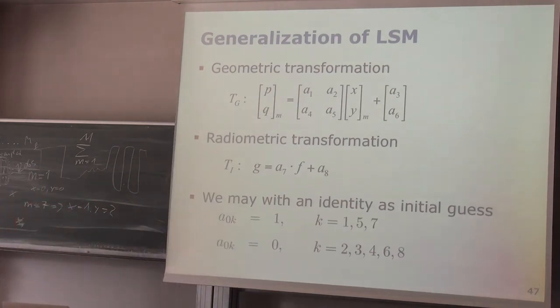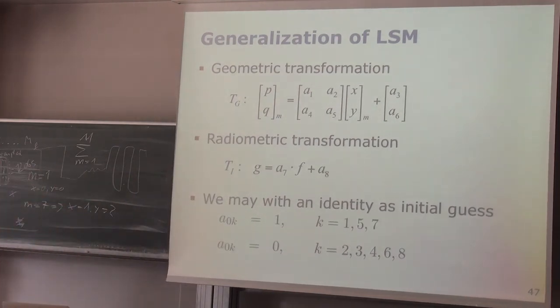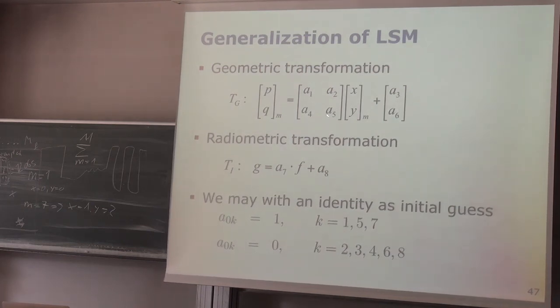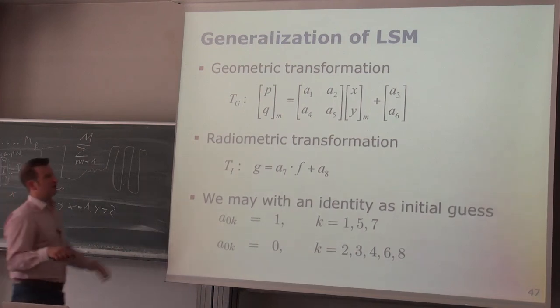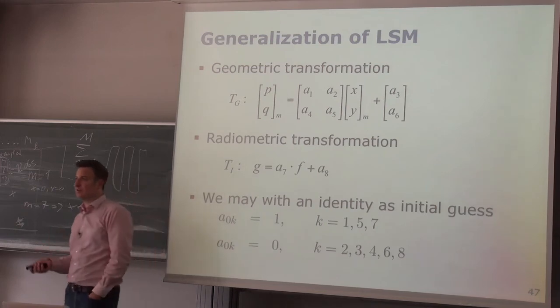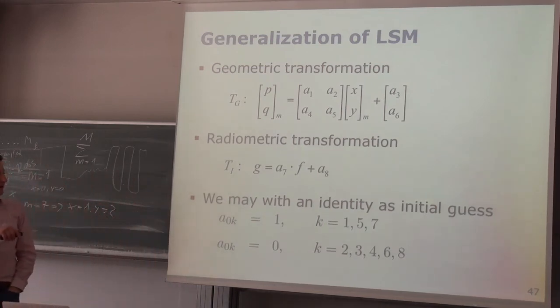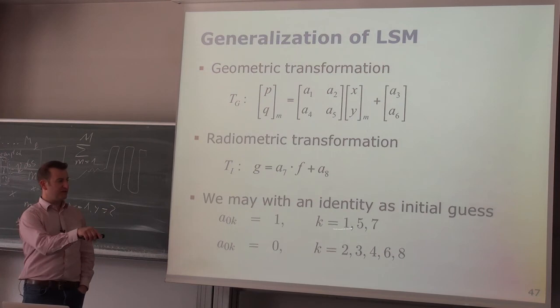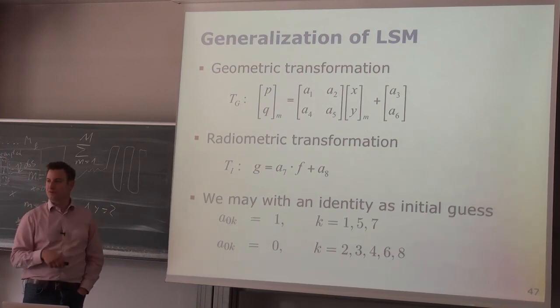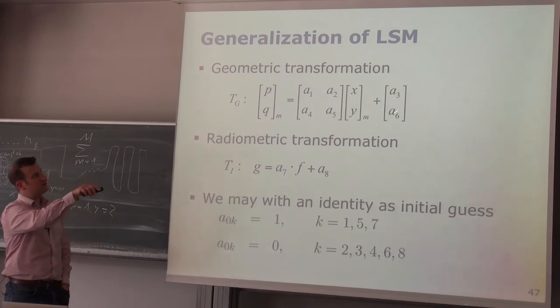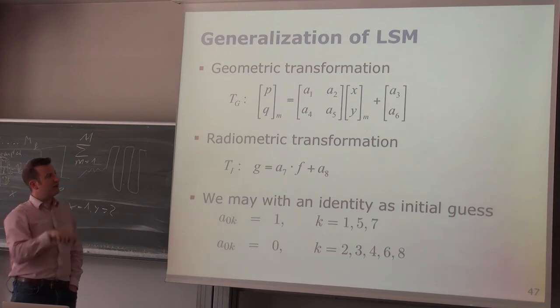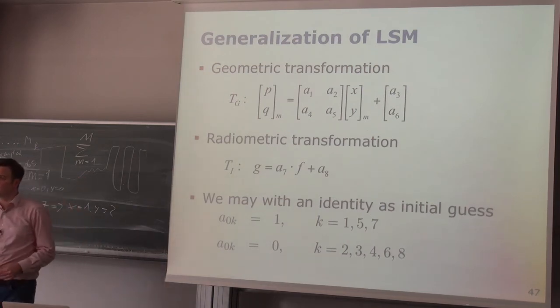So what I now need to do, if I don't know anything about those parameters, I can start with the identity matrix. That means A1 and A5 take, for example, a value of 1, and A7 as well. So there's no change, just the identity mapping. And then I set all the other values to 0. This way I get the identity, and then I estimate all those parameters. So these are the 8 parameters for my geometric transformation and my radiometric transformation.